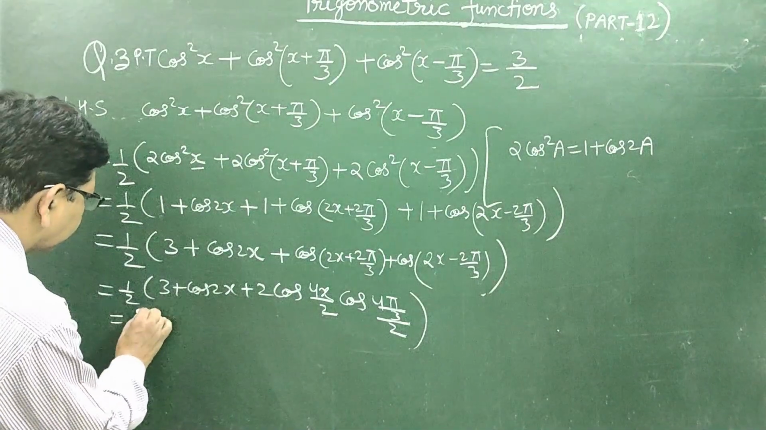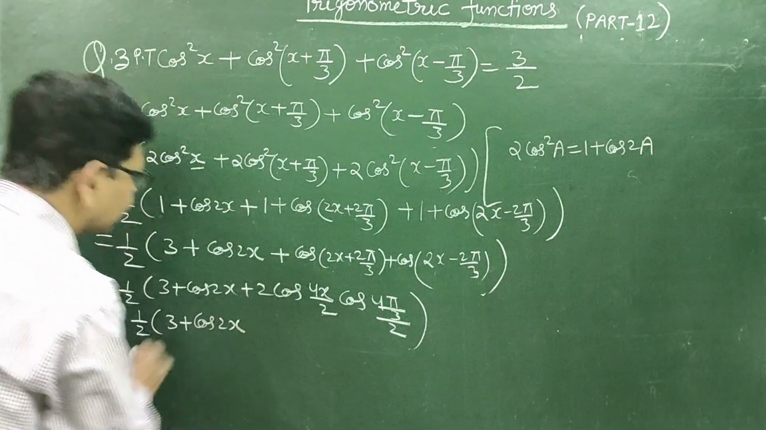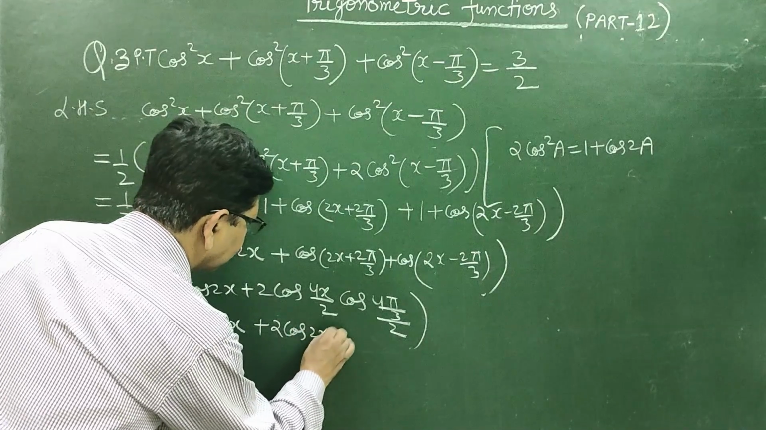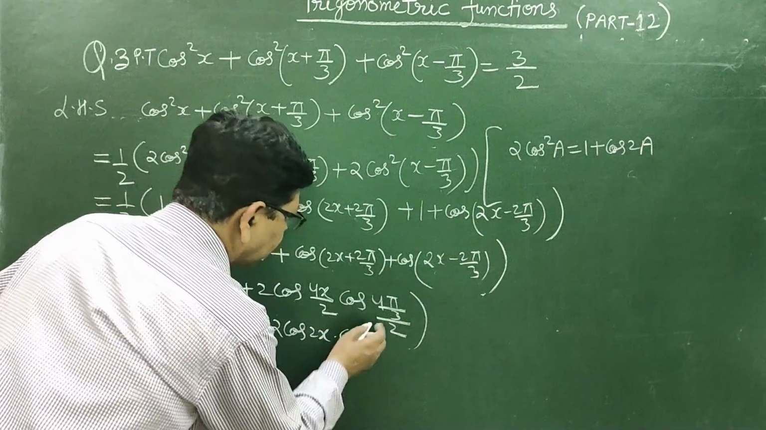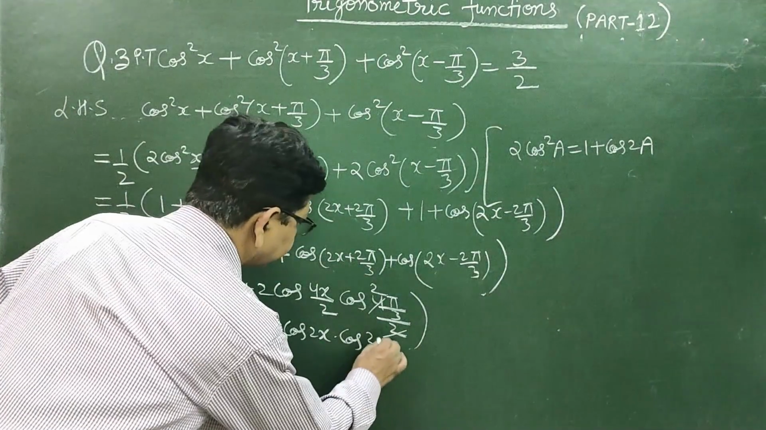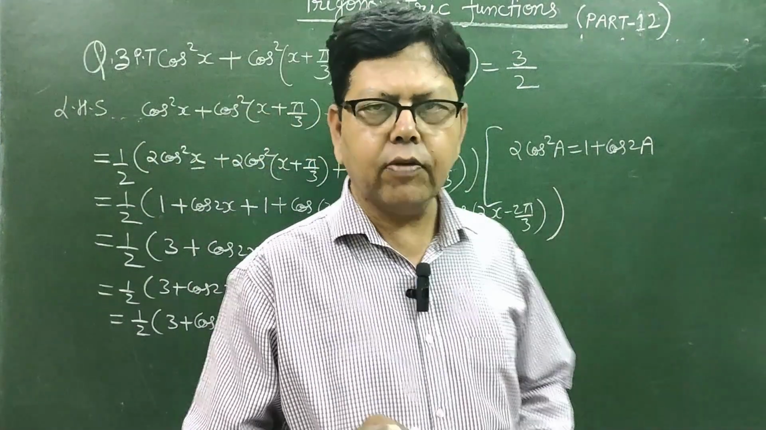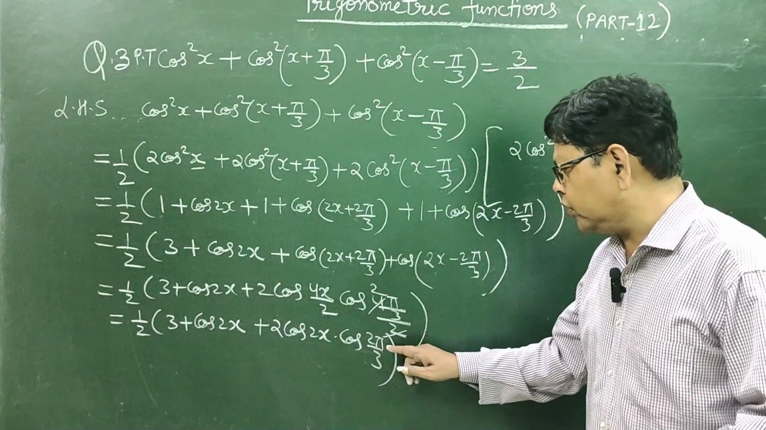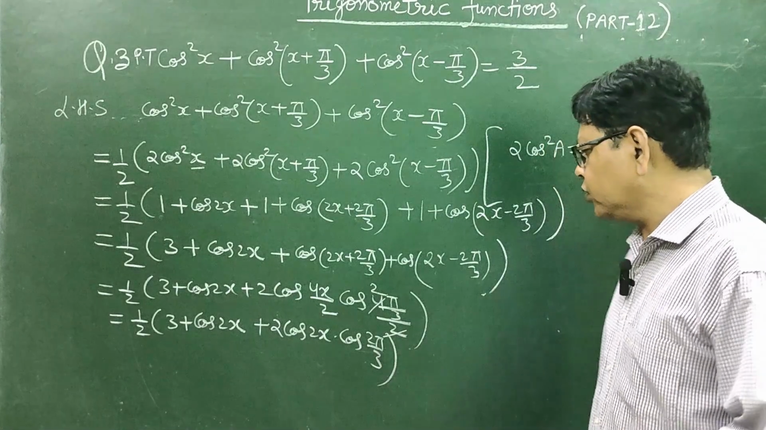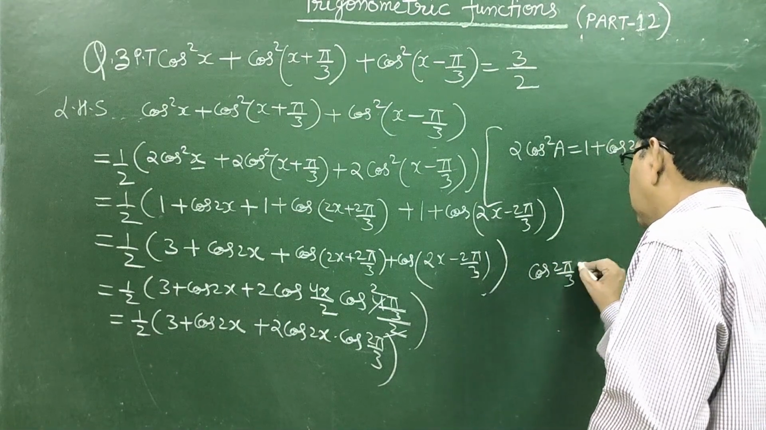So this is equal to half (3 + cos 2x + 2 cos 2x · cos 2π/3), the 2 cancelled. Cos 2π/3 means cos 120 degrees. Pi is 180, 2 into 180 is 360, so 2π/3 is 120 degrees. Cos 2π/3 is equal to cos 120 degrees.